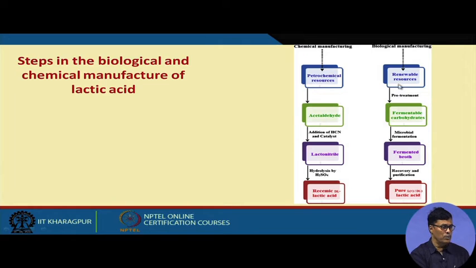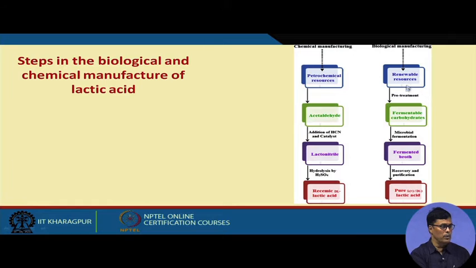Now, the biological process is very simple. We have renewable resources. I hope all of you understand what renewable resources are. Renew means which will be available again and again. For example, any kind of agricultural product is renewable, because we can reproduce it again and again. So if we talk about starch, glucose or lignocellulosic material, all are renewable resources because you can produce them again and again.